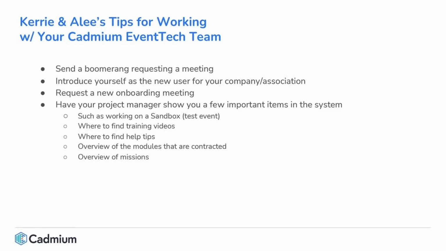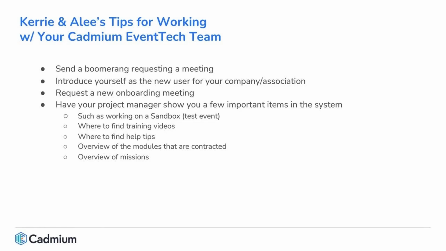But yes, the very first bullet on this list, I say over and over again, is send a boomerang. Boomerangs for requesting meetings, boomerangs in general. It's the easiest way to get in touch with us. And if we happen to be out of the office one day, just getting in touch with the team in general. I know not everybody likes them and finds them annoying sometimes, but it's really the best way to reach out to your team members.